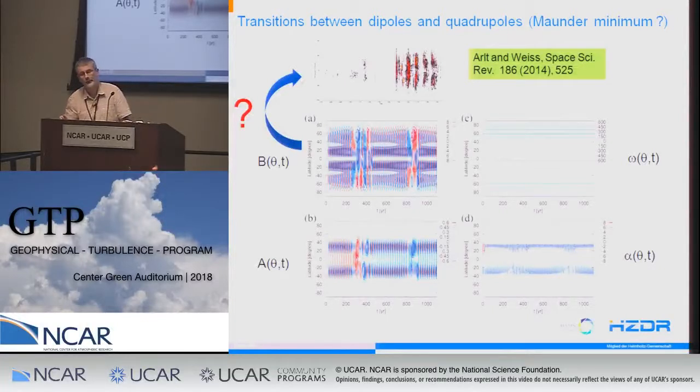We can very simply switch, sometimes even spontaneously, but also if you change some parameters, we can switch between dipoles and quadrupoles, and this is reminiscent of what Rainer Arlt and Nigel Weiss had observed after the Maunder minimum, that you might even get a quadrupole field here. Yeah, this is maybe still very speculative, but we see a certain chance to synchronize the solar dynamo by weak planetary forcings.